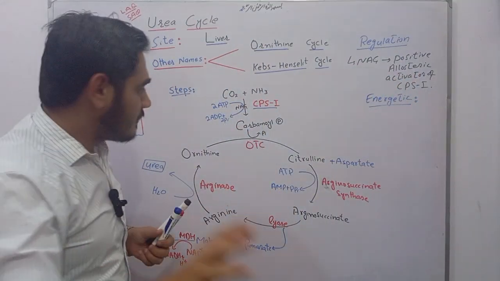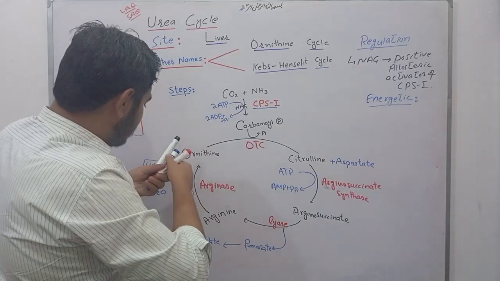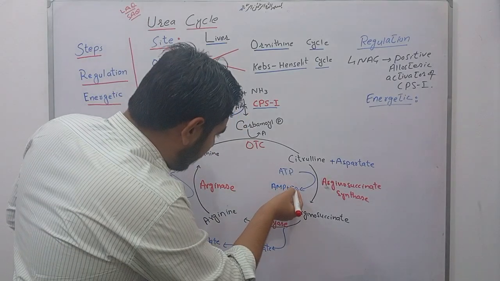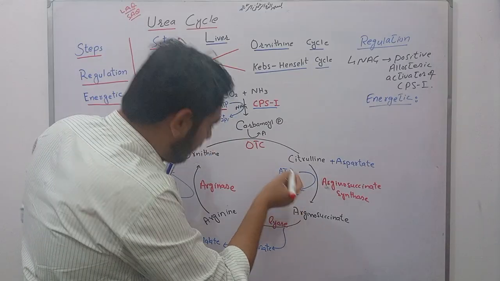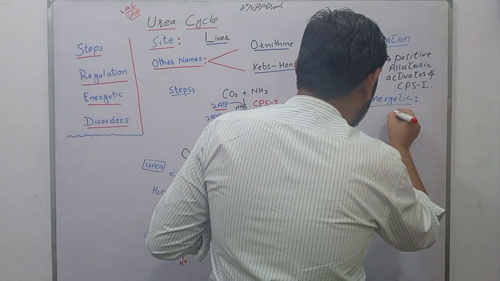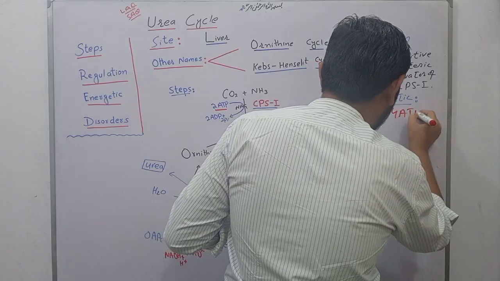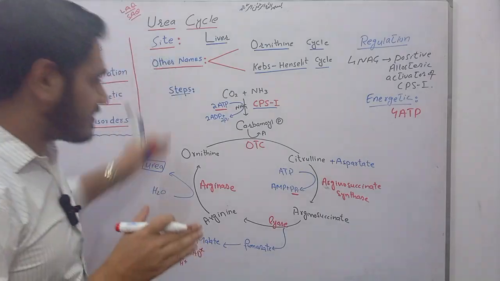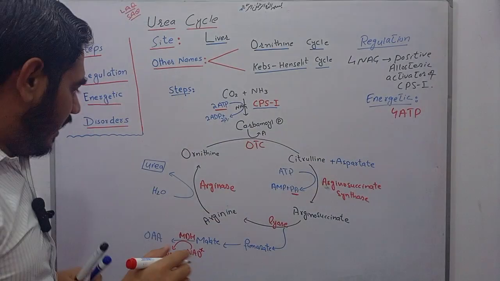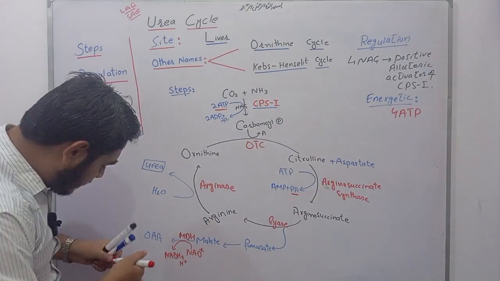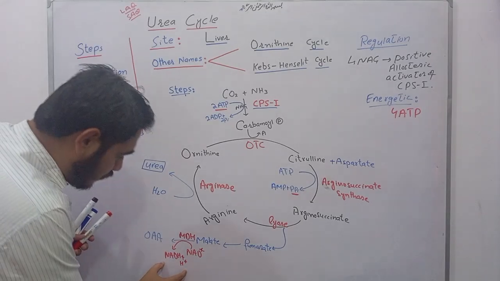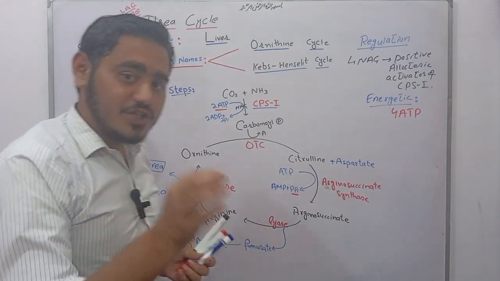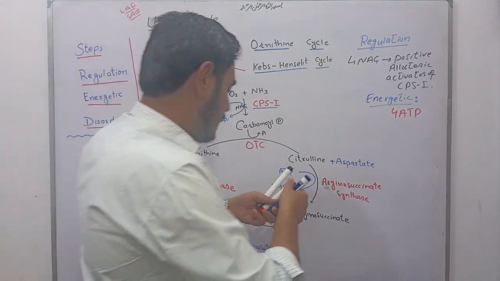So friends, 2 ATPs are utilized here, and 2 more ATP are utilized in the form of PPI. So the total is 4 ATP utilized in this urea cycle. And this NADH and H plus, which is an electron carrier molecule, in the electron transport chain gives 2.5 ATP.